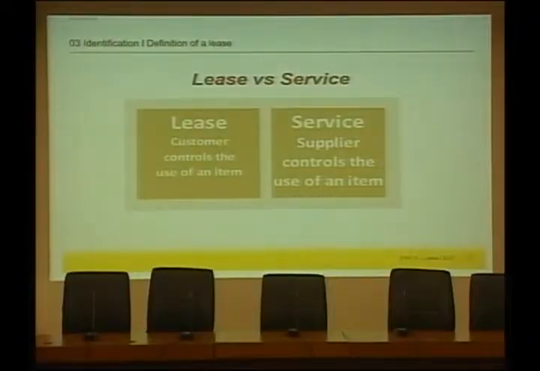It can also happen that the asset is placed at a customer's place, but still it's not a lease, because somehow the use of that asset is controlled by the lessor or by the supplier. So this is the key distinction between a lease and a service contract. This is something which the IASB has said. This was from the IASB agenda for IFRS 16.